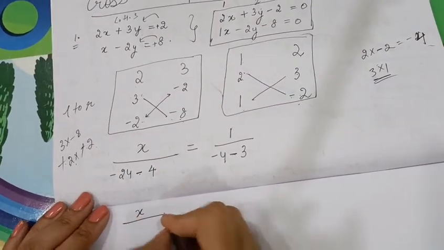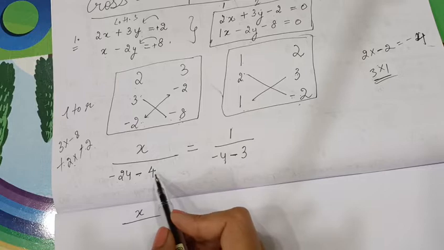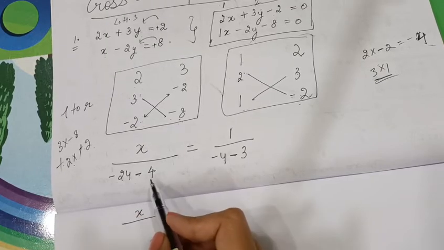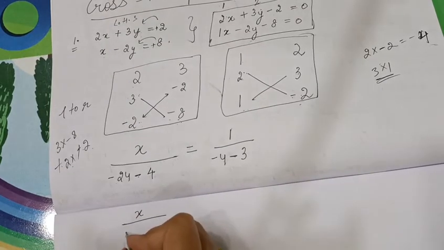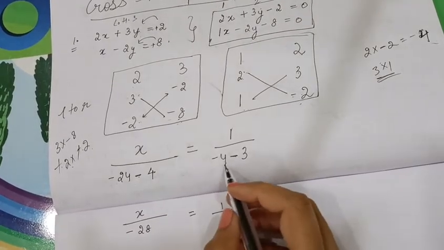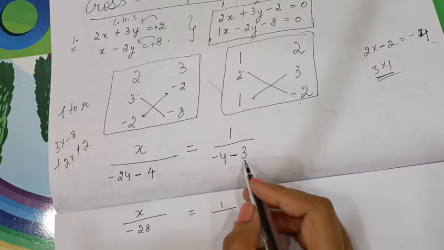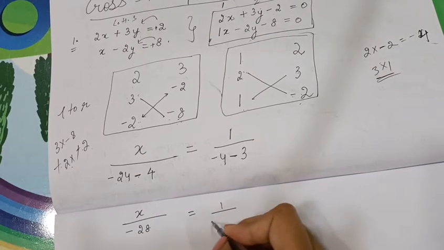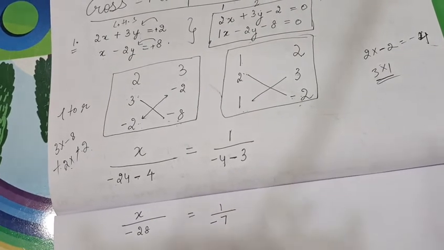Now x by minus minus plus, with the minus sign. So minus 24 minus 4 is minus 28. This is 1 by, again the same, minus minus is plus. So with the minus sign, it is minus 7.